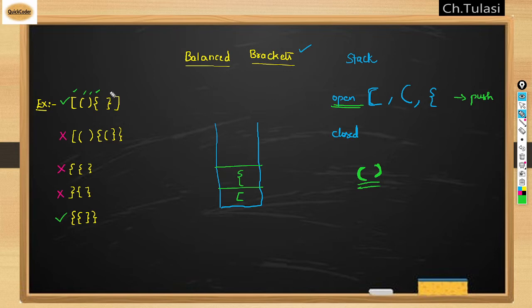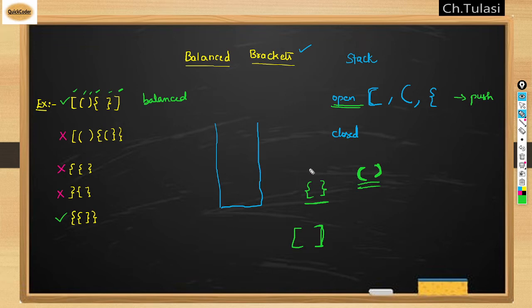Now I got a closed bracket. I want to check the top one against the present one. That's fine, these are balanced. Now I want to pop it. Now this is the closed square bracket. I want to check it with the top one, and these two are balanced. Now just pop that one. So if at last my stack is empty, then it is balanced. Then it is a simple balanced one.